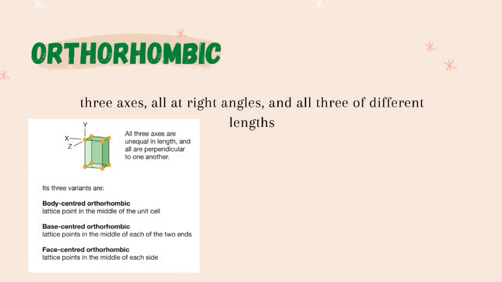The next crystal system is the orthorhombic system. In this crystal system, there are 3 axes, all at right angles and all 3 of different lengths. In other words, all 3 axes are unequal in length, and all are perpendicular to one another. This crystal system is based on a rhombic or diamond-shaped inner structure.